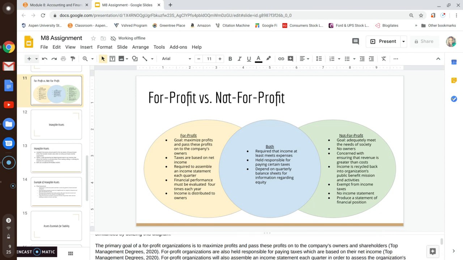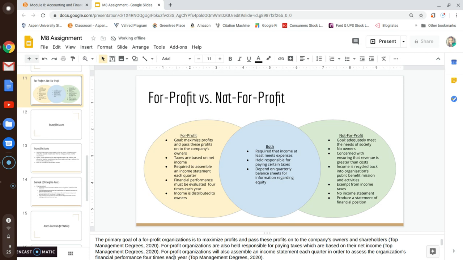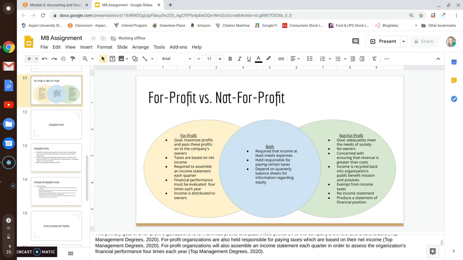The primary goal of a for-profit organization is to maximize profits and then pass these profits on to the company's owners and shareholders. For-profit organizations are also held responsible for paying taxes, which are based on their net income. For-profit organizations will also assemble an income statement each quarter in order to assess the organization's financial performance 4 times a year.